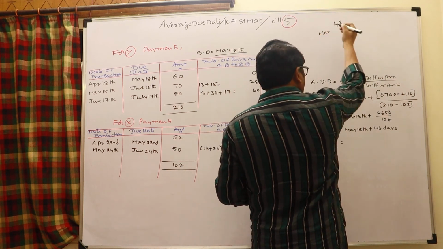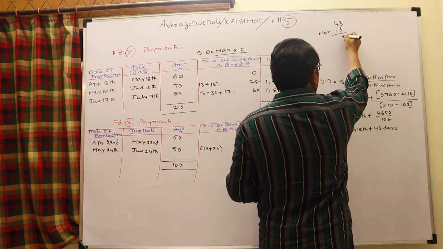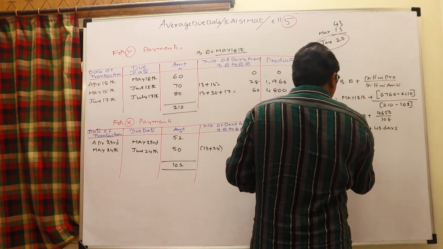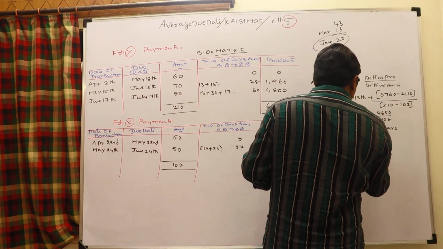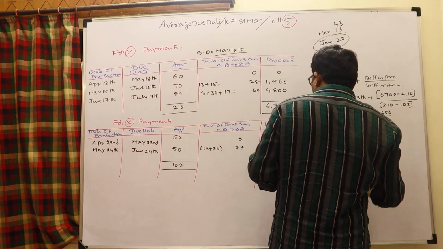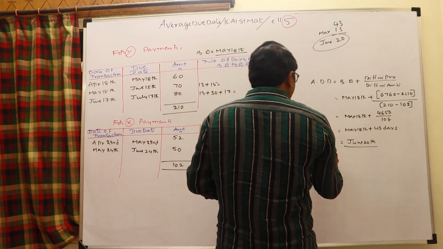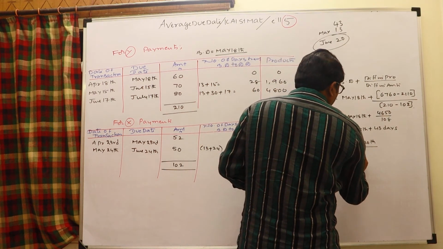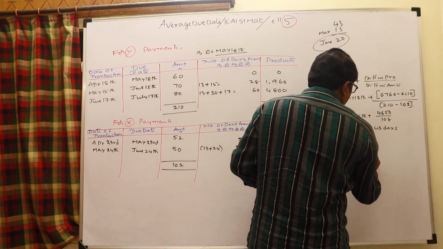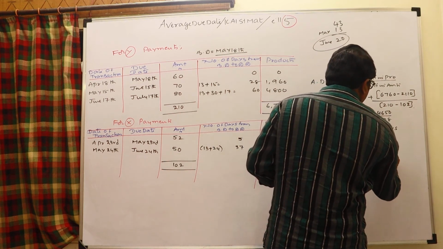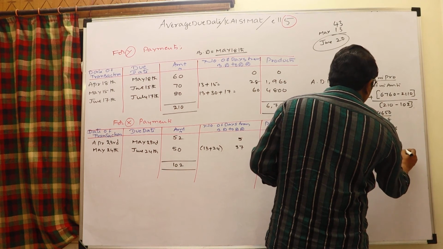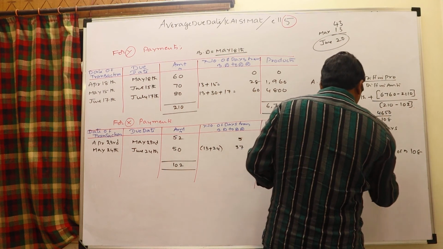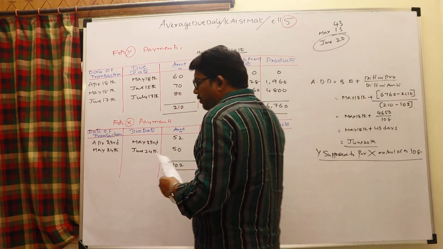In May, see how many days to be added, 13 days you can add. After that in June, June 20th is the average due date. On June 20th, Y is supposed to pay X an amount of rupees 108 without any loss of interest.